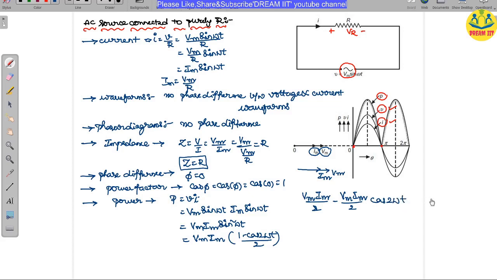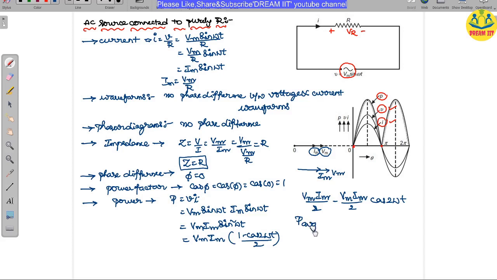So if you observe the first part, here in power we have two parts. The first consists of a constant part, but if you observe the second part, it is a fluctuating part. The frequency of the fluctuating power is twice the applied voltage frequency. Now let us take the average value. What is the average power?